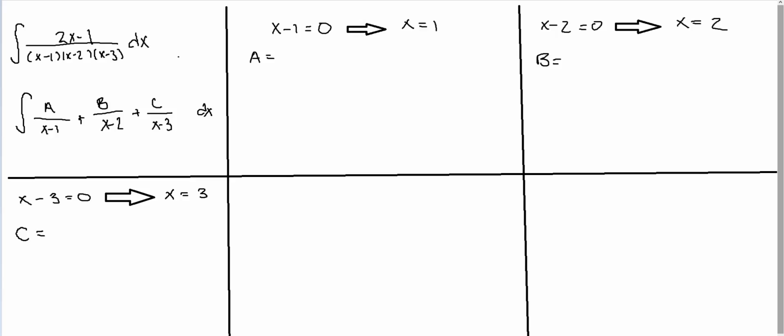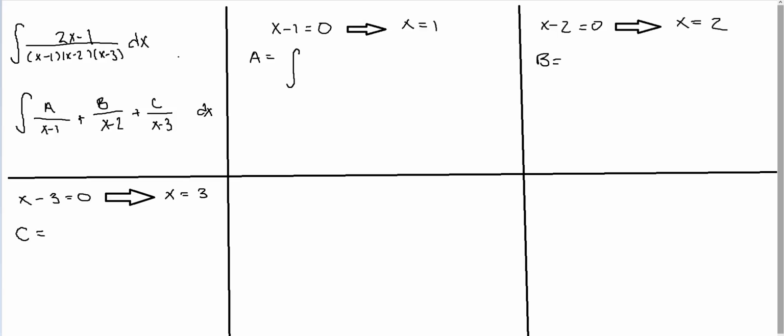So the goal in the next step is to solve for A. What we're going to do is set the denominator equal to 0, which is x - 1 = 0, so x = 1, and then we're going to plug that value into the rest of the function except for the A value, into our top function.